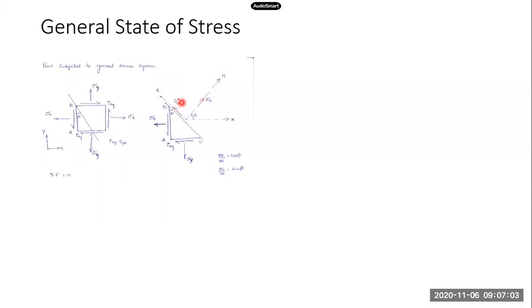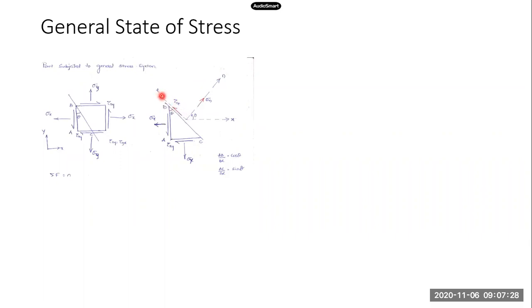And the tangent stress will be acting along the t direction, along the t axis, which is nothing but tau nt. Like we have tau xy, it is tau nt over here in this case. Now after that, what we have to do is consider the equilibrium condition. So we'll evaluate the equilibrium of this element along the n direction and along the t direction.